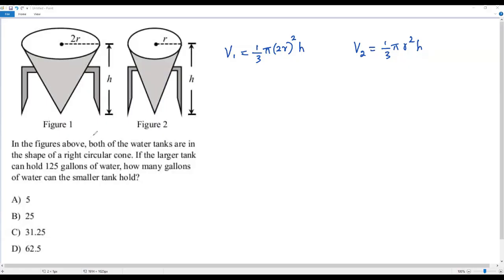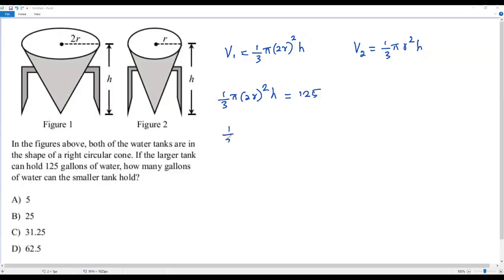Already we know the amount of water the larger tank can hold. It is given in the question, that is 125 gallons. Now we have the amount of water the larger tank can hold in terms of volume, and this 125 gallons. Both of them represent the same thing, the amount of water the larger tank can hold. So we can say that 1/3 times pi times (2r) squared times h equals 125.